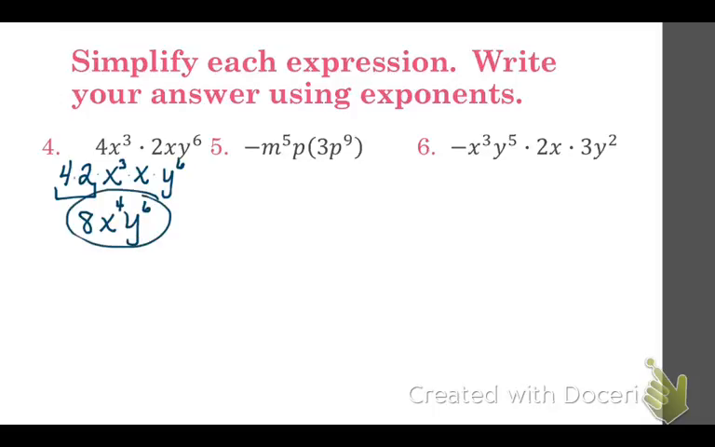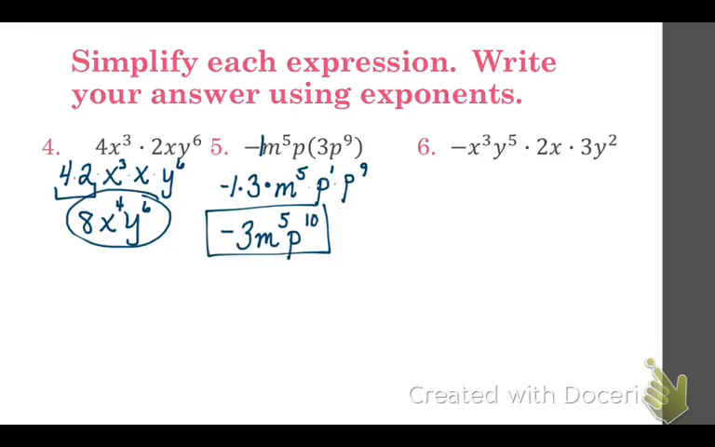My coefficient in number 5, this would be a -1 right here, so you might need to write that in. So I have -1 times 3, then I go alphabetical order, times m to the 5th, times p to the 9th. So this would be -3, m to the 5th power, and then p to the 10th power, because 1 plus 9.